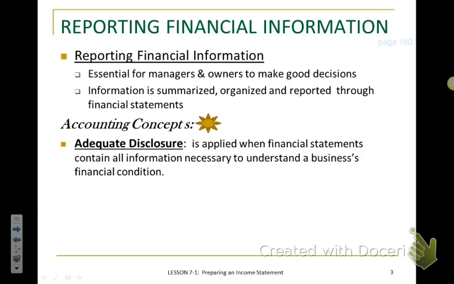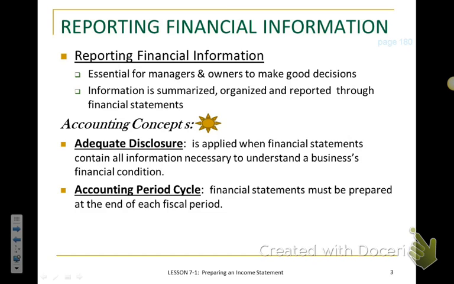Because after that, no businesses really wanted to deal with Arthur Andersen because they felt like, okay, if they would turn a blind eye to other companies like Enron reporting improperly, then what else were they doing or not doing properly? So it resulted in multiple companies failing. Then we have the accounting period cycle concept, which basically says that financial statements have to be prepared at the end of each fiscal period. We discussed that as well in Chapter 6, I believe.